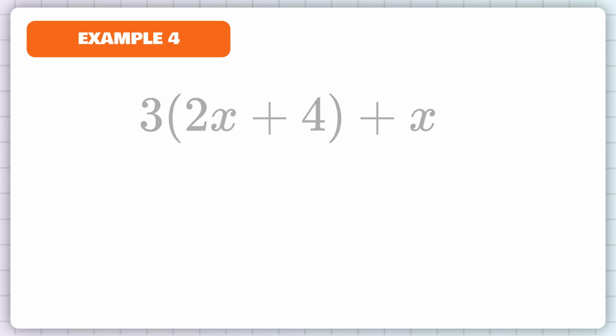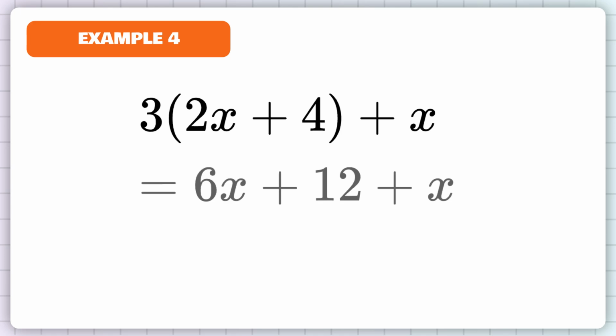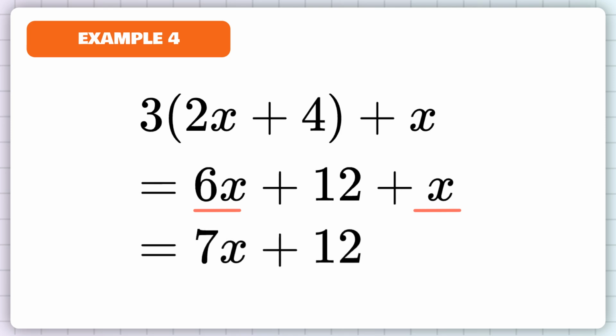Finally, consider this expression. To simplify this, you first need to expand the brackets by multiplying the terms inside the brackets by 3. This gives 6x plus 12. Then combine the like terms of 6x and x, so we get 7x plus 12.